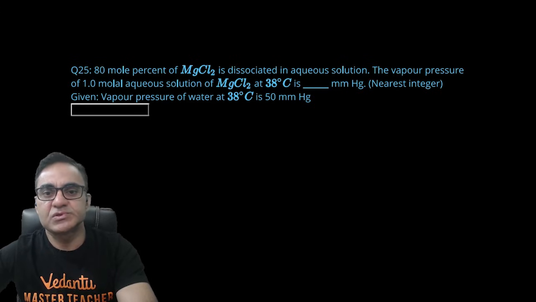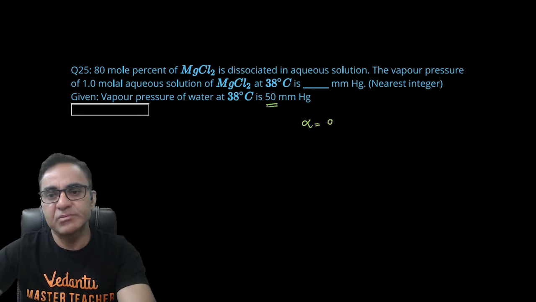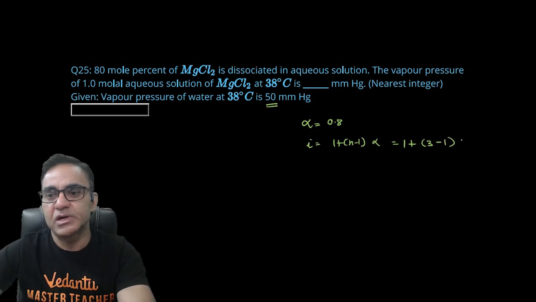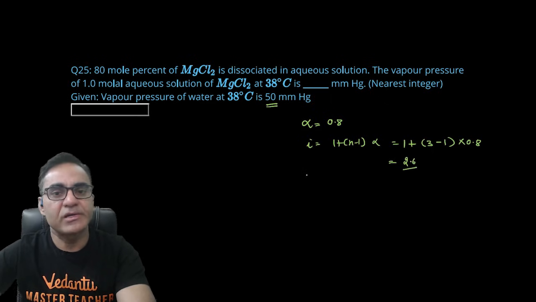80% of MgCl2 is dissociated in aqueous solution. The vapor pressure of a 1 molal solution is to be calculated, and the vapor pressure of water is already given. 80 mole% of MgCl2 means the degree of dissociation alpha is 0.8, and I can calculate i as 1 plus (n minus 1) into alpha in case of dissociation. The value of n is 3, since MgCl2 gives 3 particles, so 1 plus 2 into 0.8, that is 1.6 plus 1, 2.6. We got the value of i, and the molality is given. I need to calculate the vapor pressure of the solution.